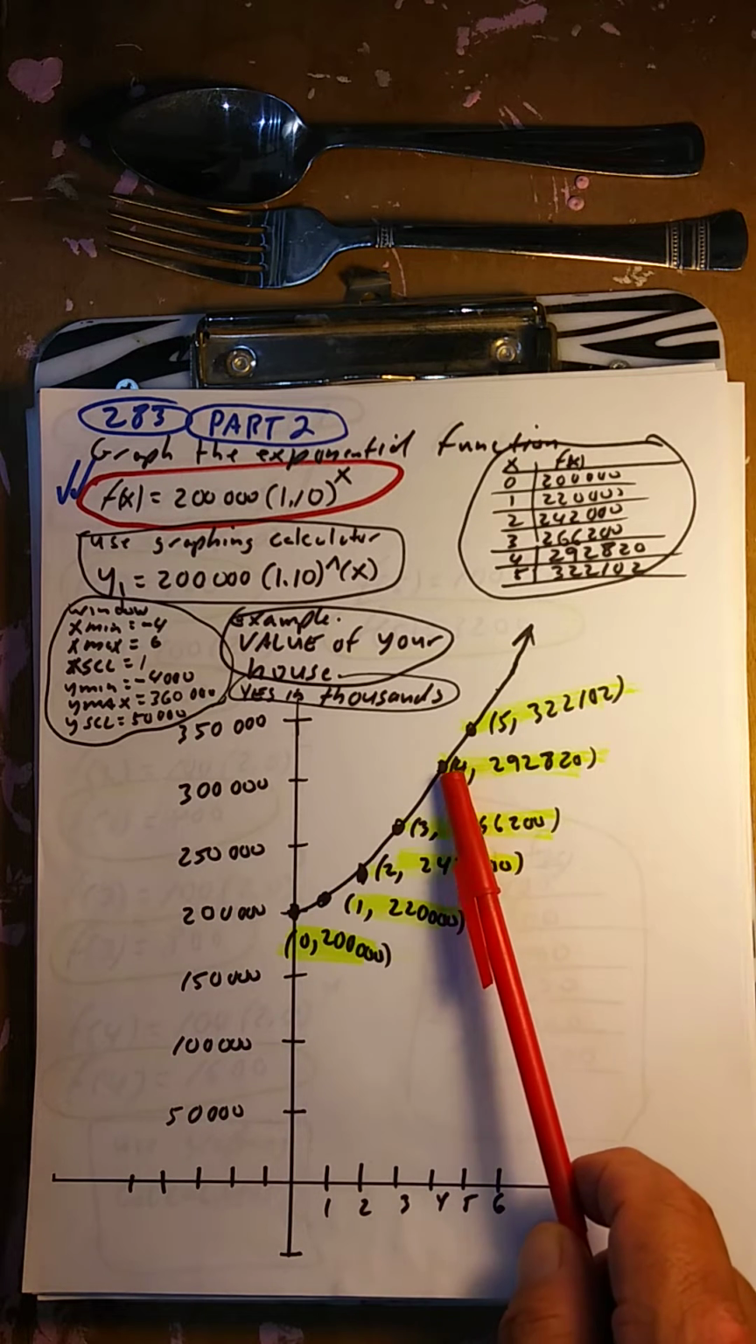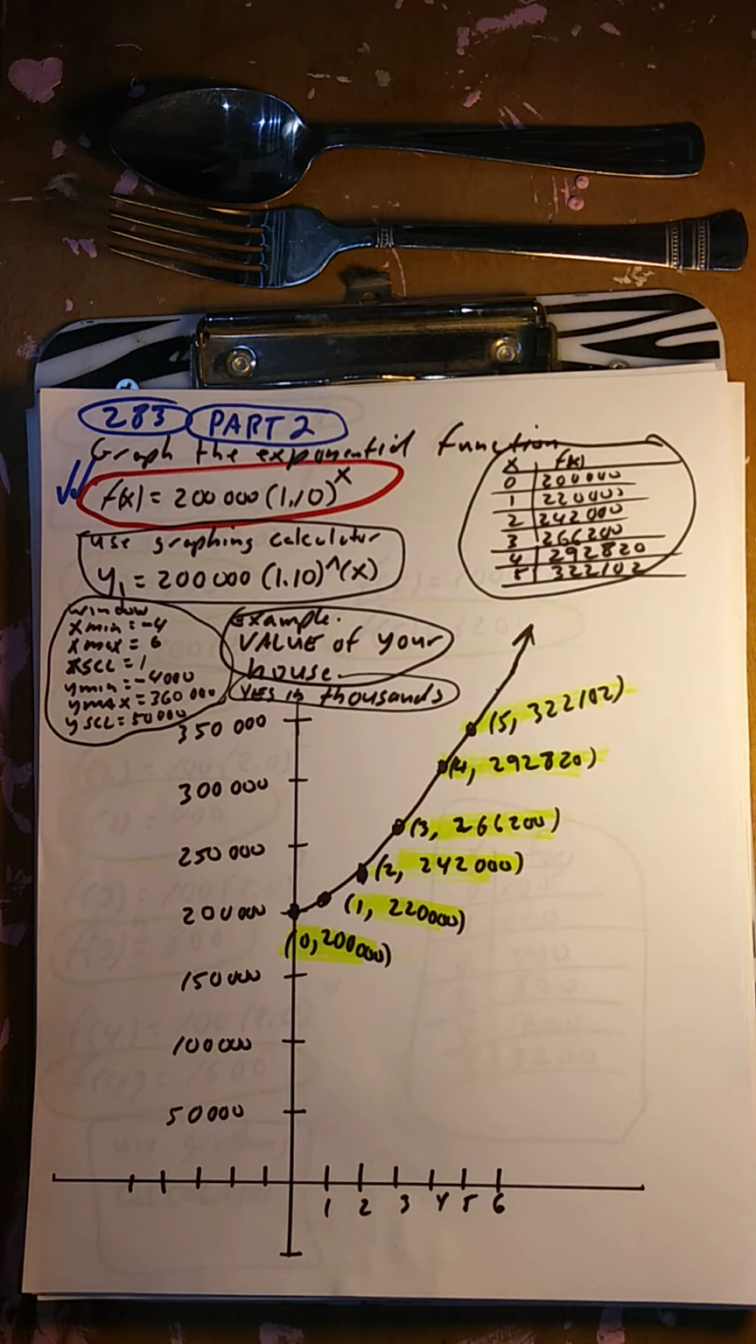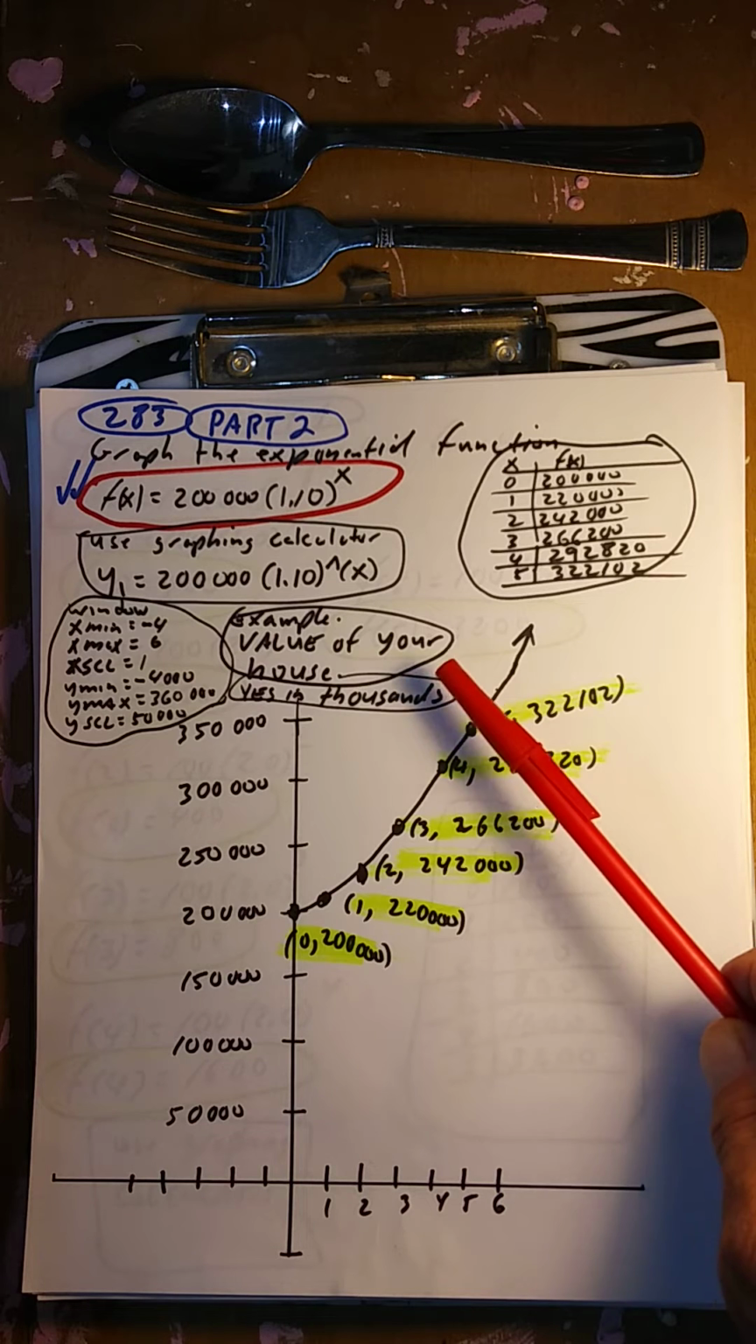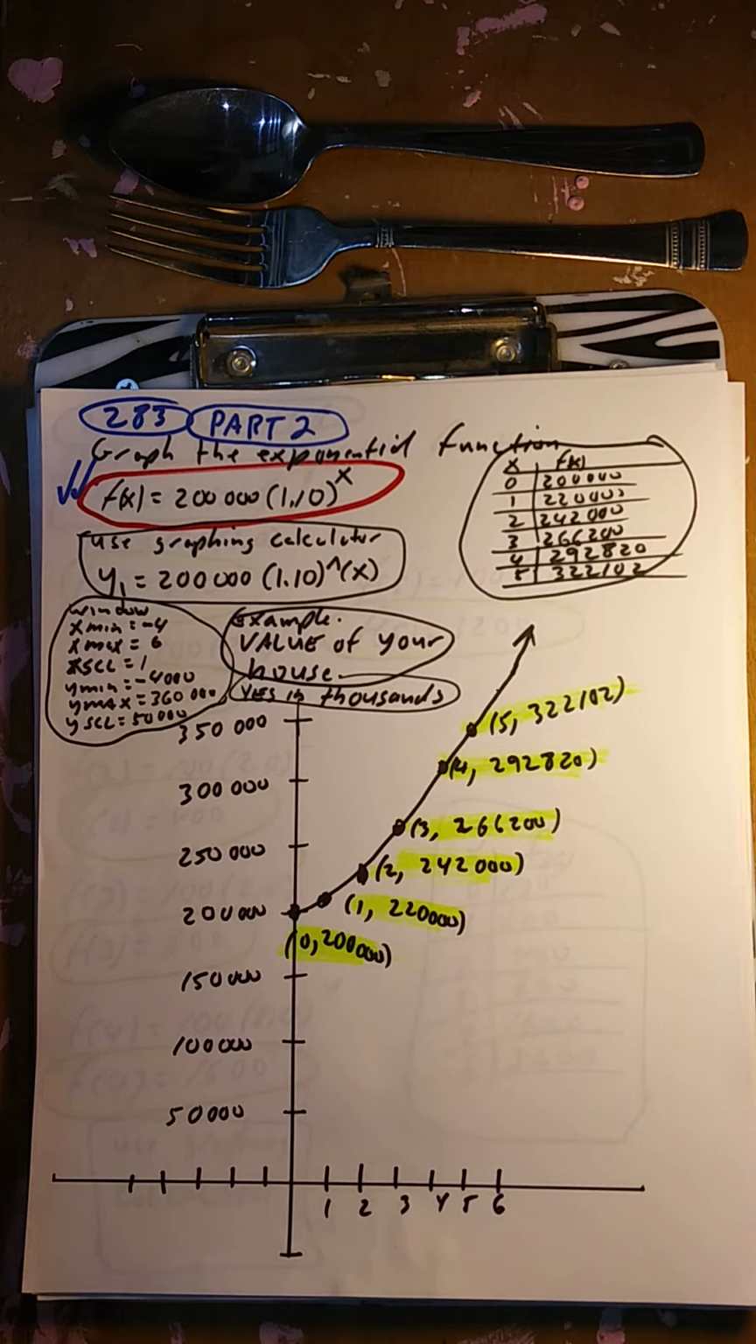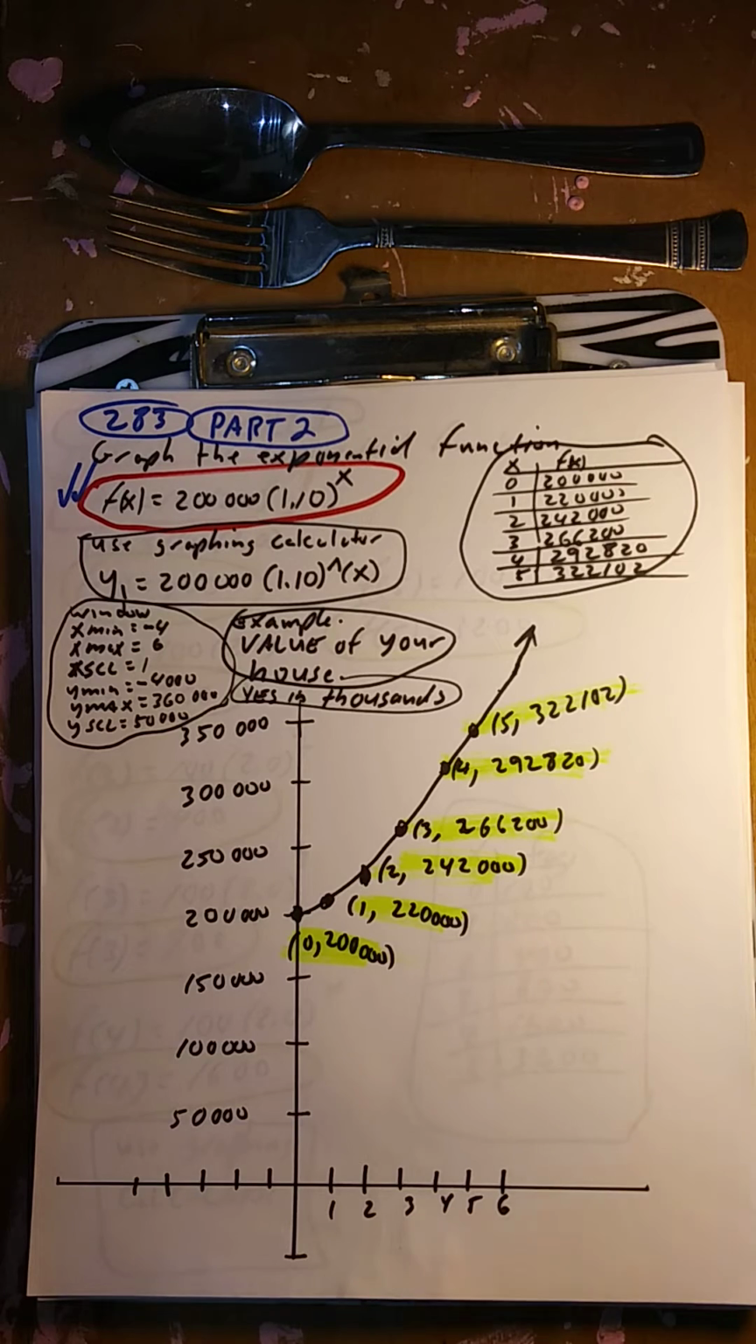So your house appreciates. It goes up, up. As long as everything's in good condition, it's going to be more valuable. Okay. Example: value of your house, and yes, in thousands of dollars. Okay. 1 year, 2 years, 3 years, 5 years, 6 years, 7 years later.